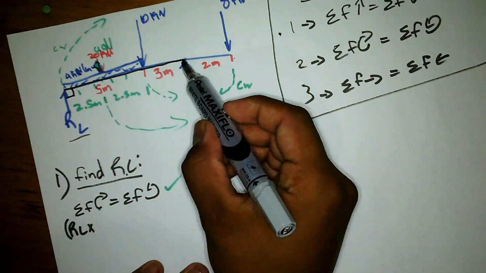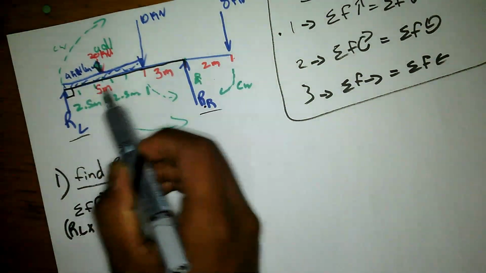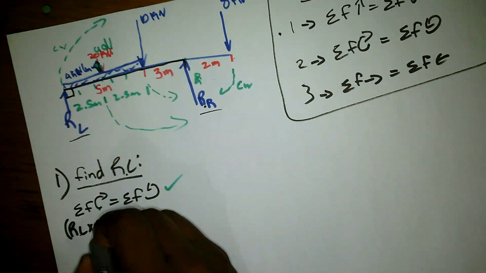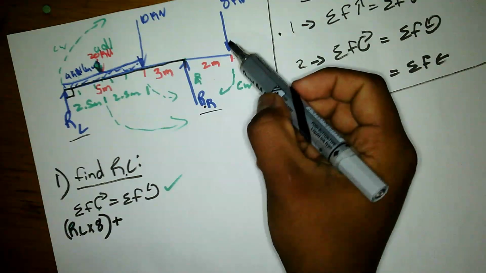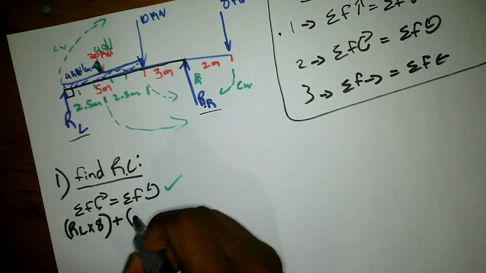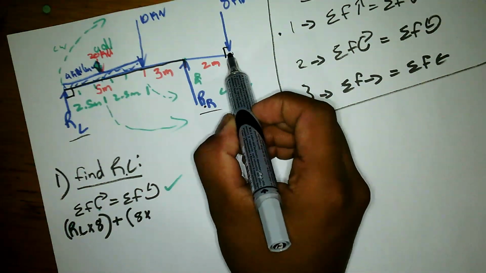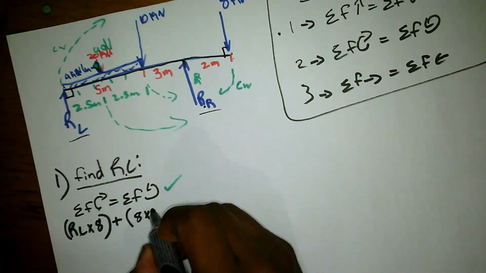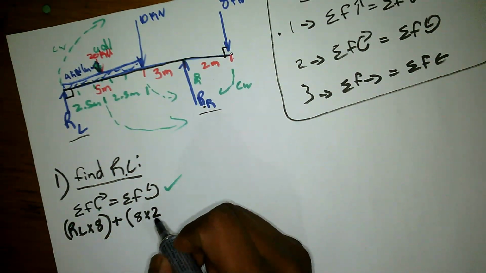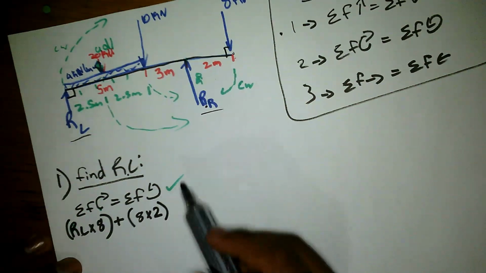Our reference point is RR, which makes RL the force, and the perpendicular distance is 8. So 5 plus 3 gives you 8 meters. And then we add this because we have another 8 kilonewtons force, times its perpendicular distance. Its perpendicular distance is 2 meters. So 8 kilonewtons times 2 meters. Okay, and that concludes the clockwise calculations for that one there.